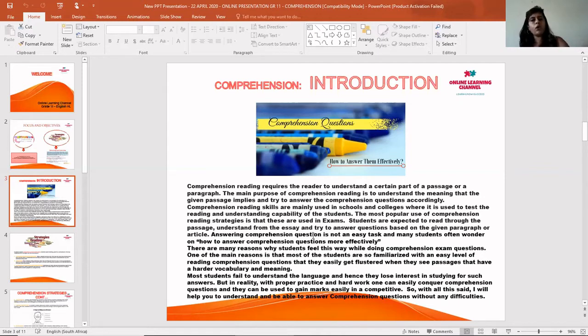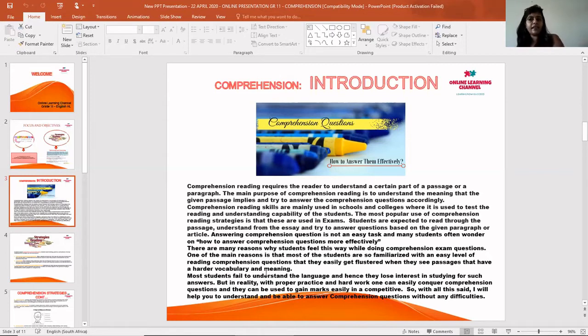Now, there are many reasons why students feel this way while doing comprehension exam questions. One of the main reasons is that most of the students are so familiarized with an easy level of reading comprehension questions that they easily get flustered when they see passages that have hard vocabulary and meaning. Most students fail to understand the language and hence they lose interest in studying for such answers. But in reality, with proper practice and hard work, one can easily conquer comprehension questions and they can be used to gain marks easily in a competitive exam.